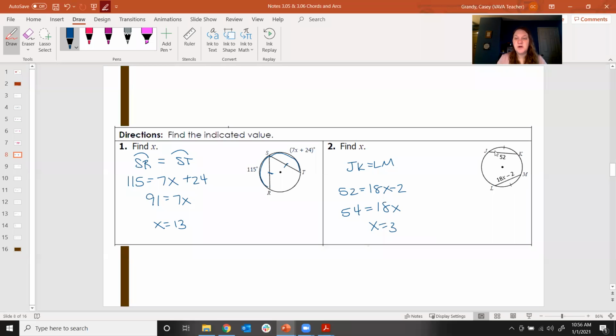Okay, so because the arcs that make these chords are congruent, that means that the chords themselves have to be congruent also. So the length of JK has to equal the length of LM. So I can say that 52 equals 18x minus 2. Add 2 to both sides, divide by 18, and we get x equals 3.